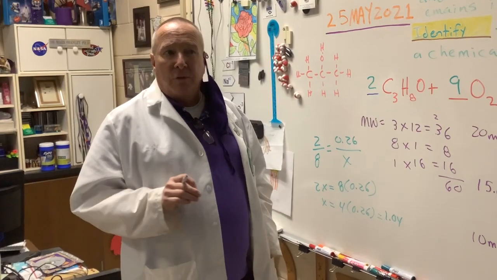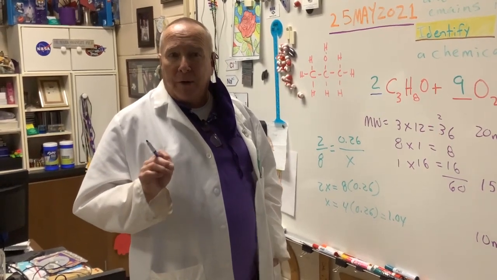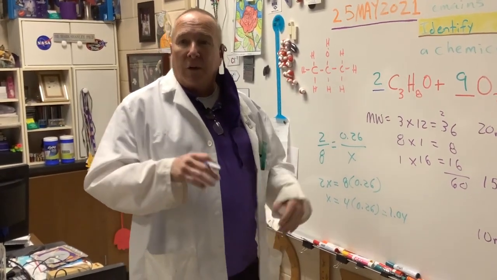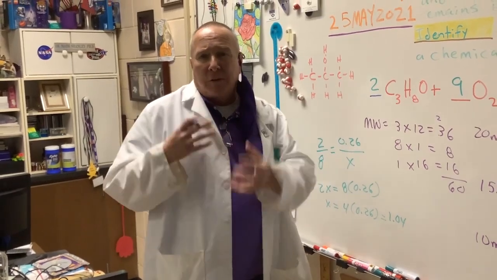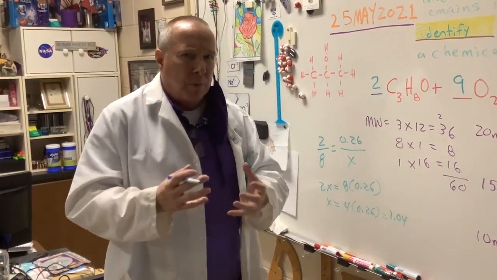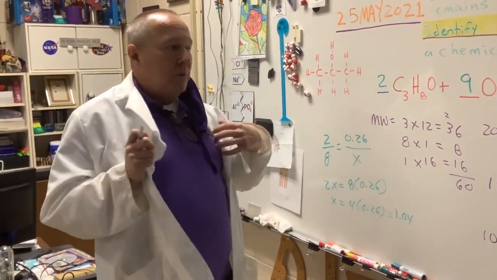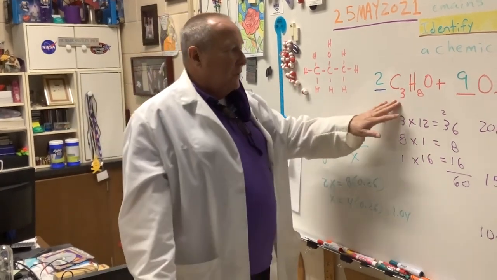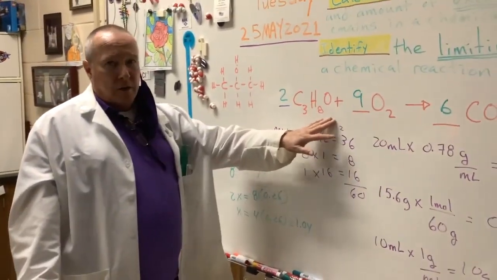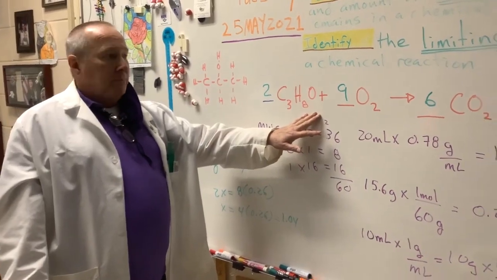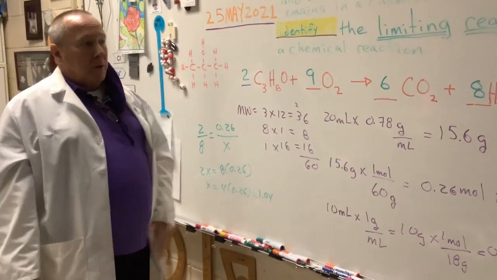The iso stands for isomer or isomeric. Iso means other and mer means body. So it's another, different body or a different form of this chemical, even though it has the same chemical formula, C3H8O. Now, it says write a balanced chemical equation.